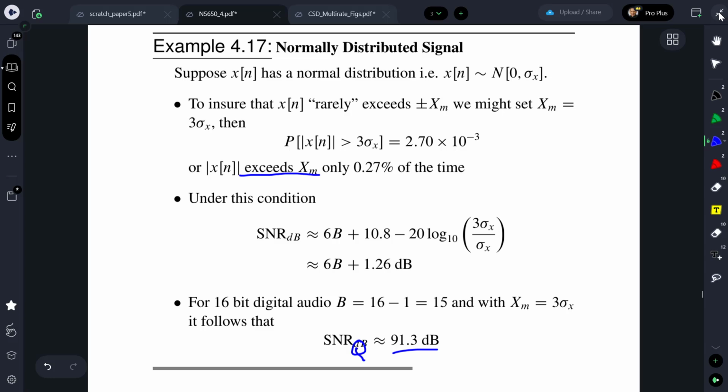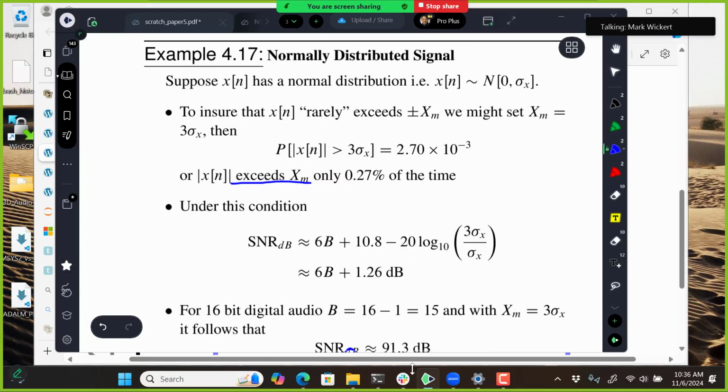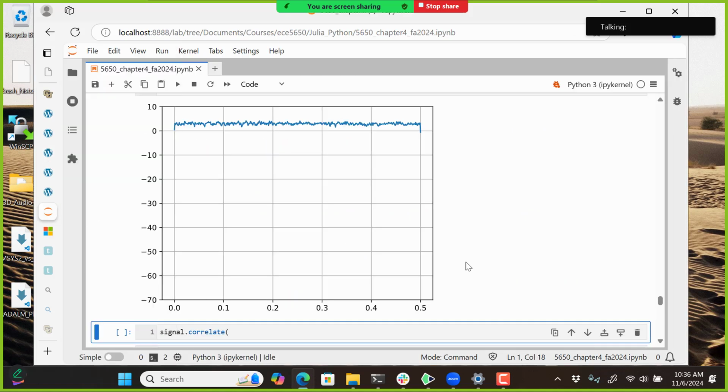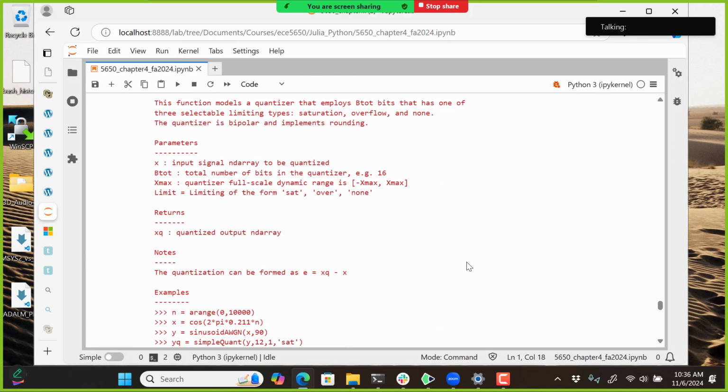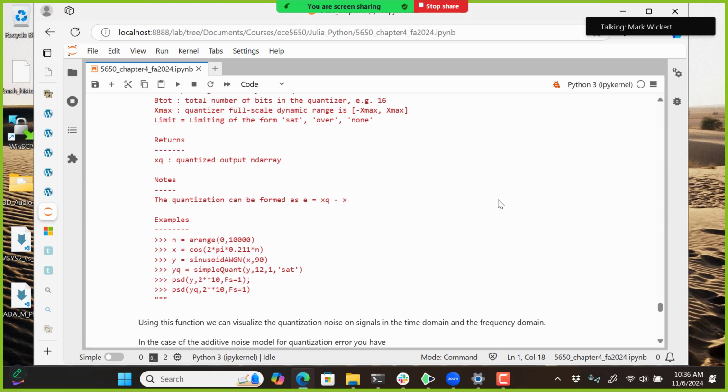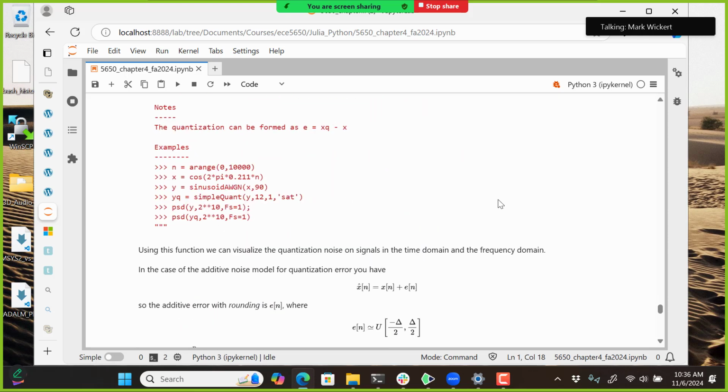So I have a nice function inside SIGSYS called simple quant, and this allows you to do quantization directly. You can just calculate out the quantization by simply putting in the waveform, how many total bits you want, and then what the amplitude is of your quantizer. X max is this third value, and then what type of quantization you want to do.